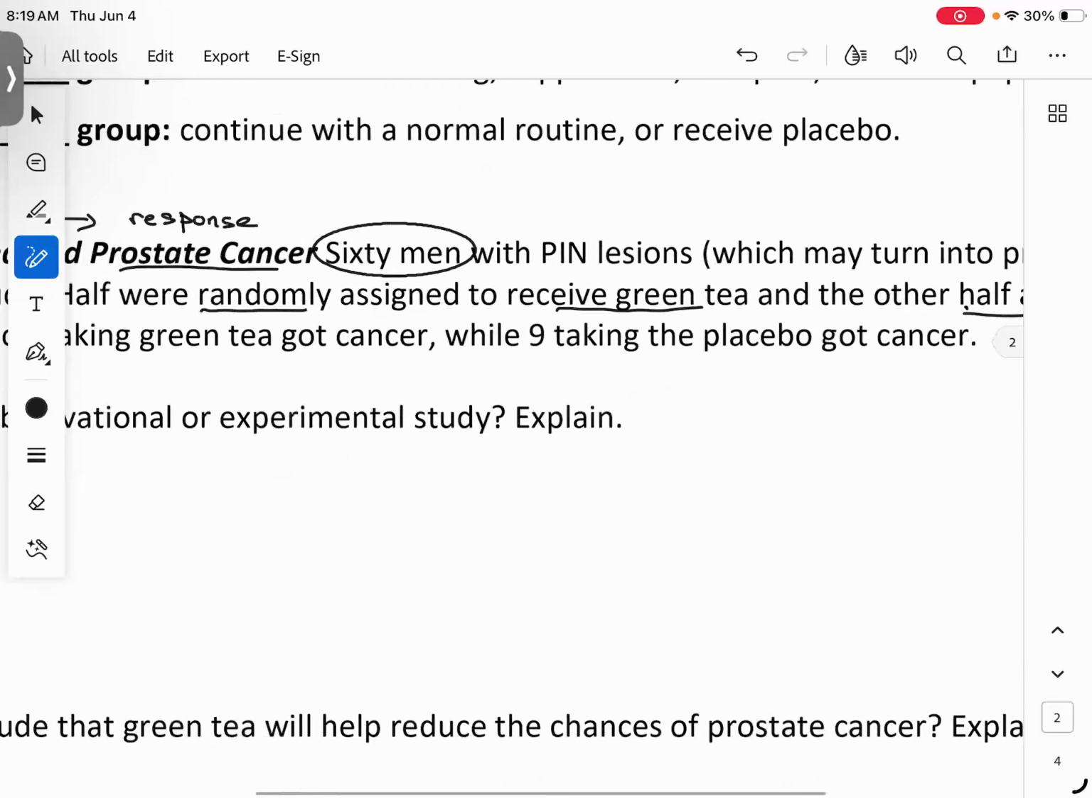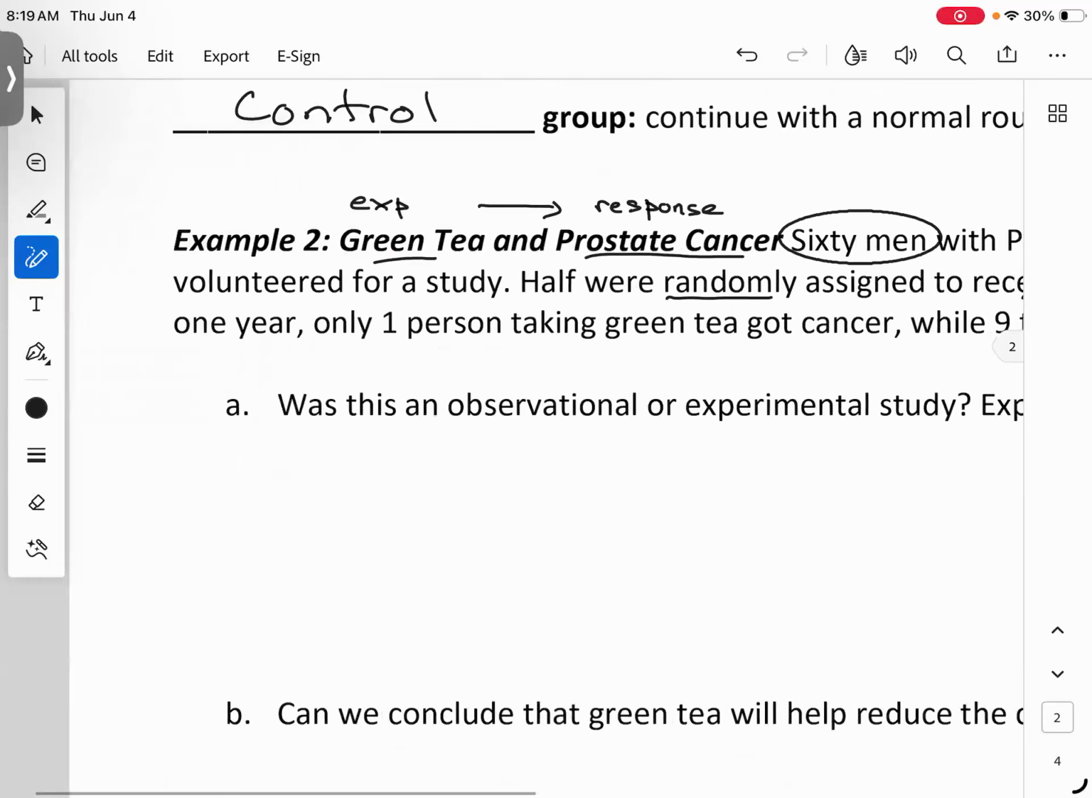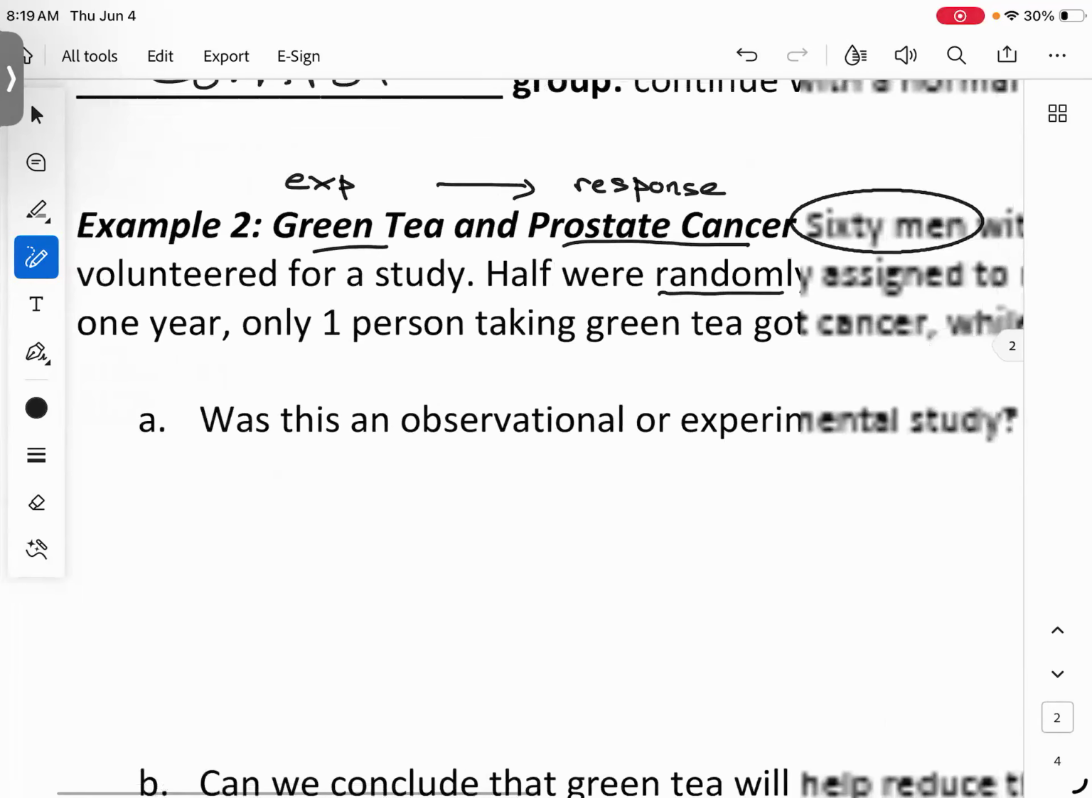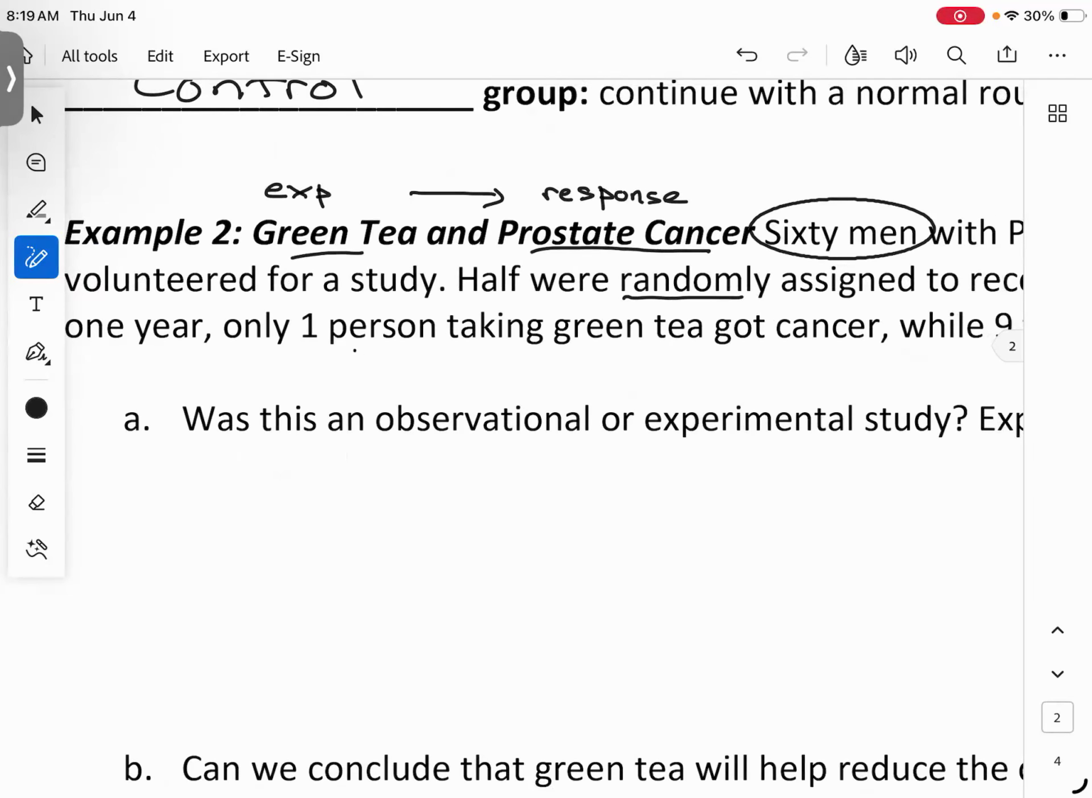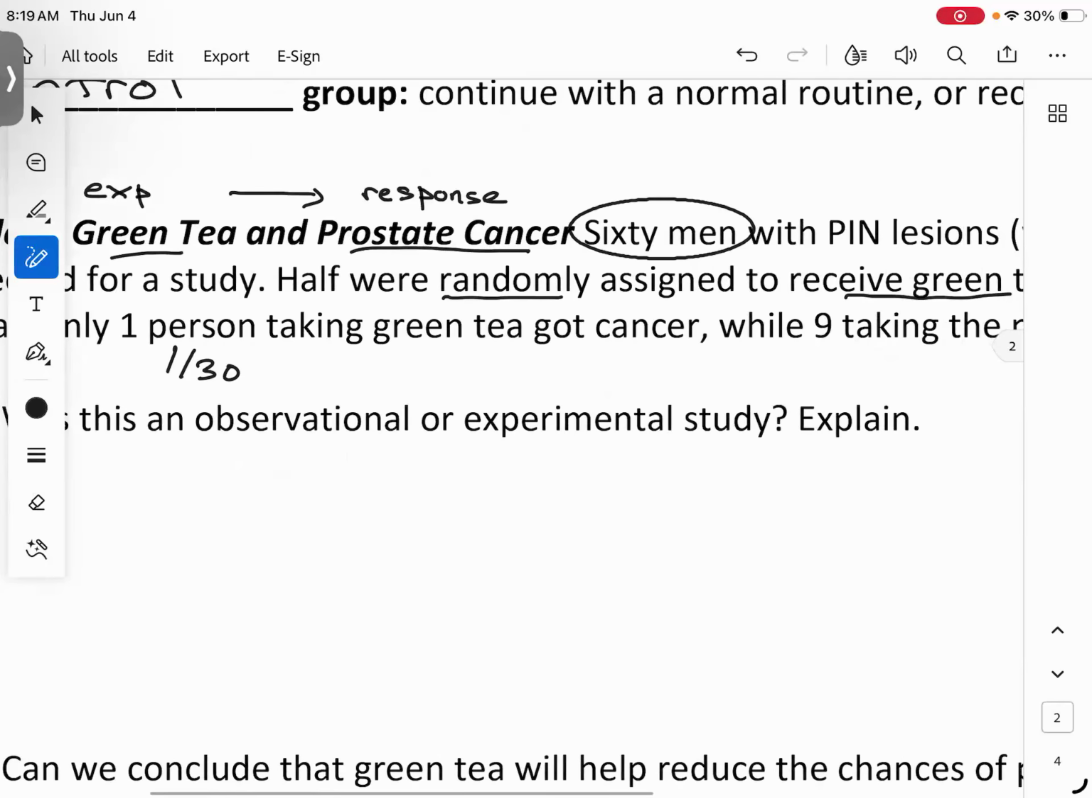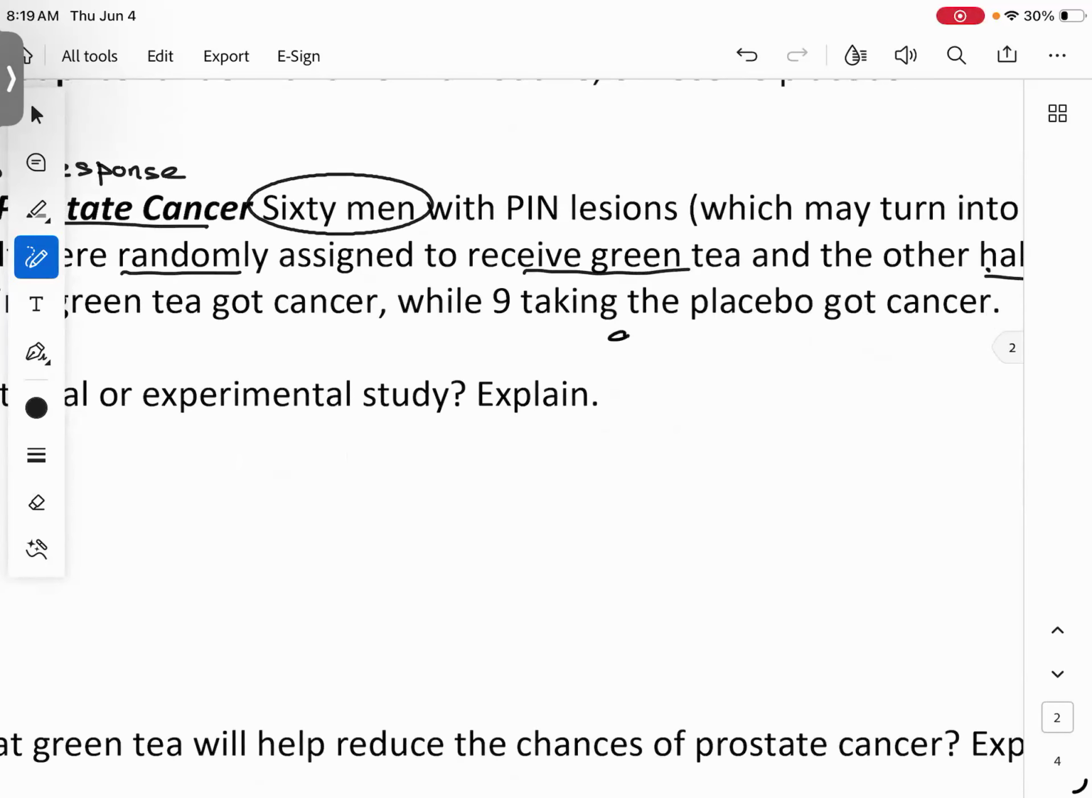And then for this one, I think it was for a year. There it is right there, for 1 year. And then here were the results, right? 1 out of 30 got cancer who were in the green tea group, and 9 out of 30 got cancer who were just in the placebo group, right? So it was a treatment versus control group. And you can see that there was a difference, right?